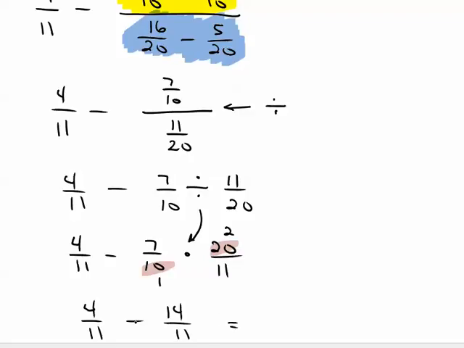So it works out this time, we already have a common denominator to finish the problem out. We have 4 elevenths minus 14 elevenths. We subtract the numerators. We keep the denominator, and that looks like negative 10 elevenths.